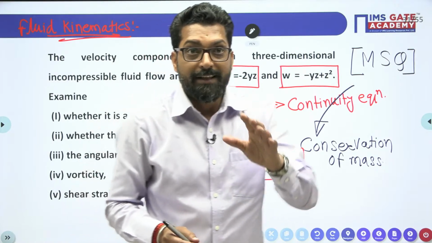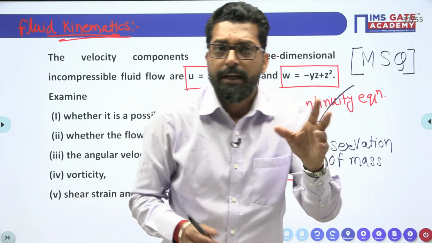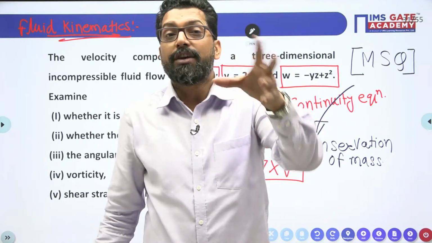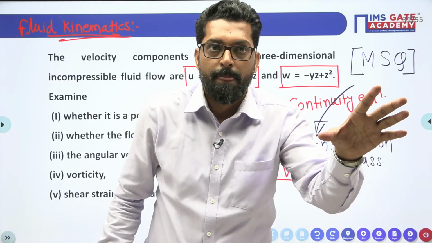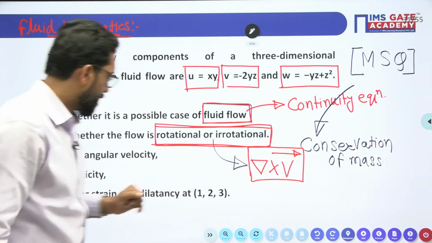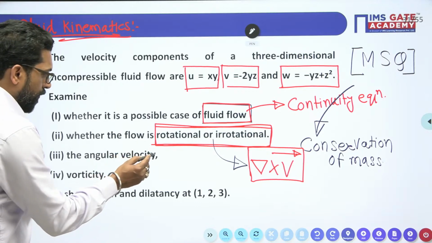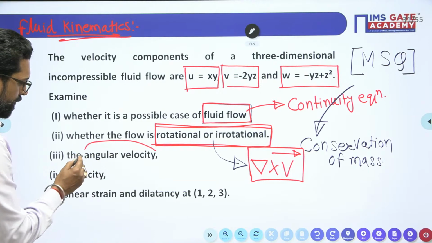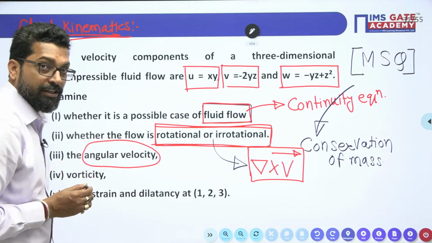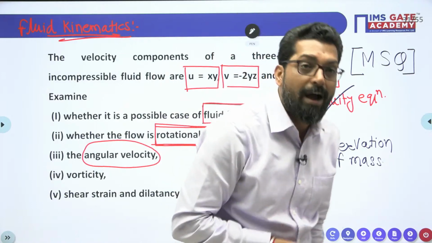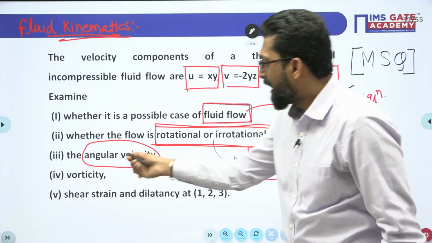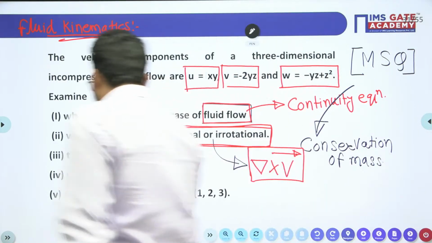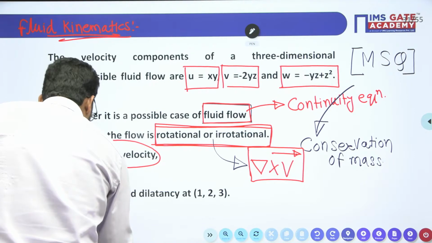See, there is a rotation and there is a deformation. In the case of deformation, angular strain is there. In the case of rotation, there is a rigid body motion. Okay? Del cross V. Now, the angular velocity. What is the angular velocity? Omega z, omega y, omega x. You have to find angular velocity omega. Right? Now you have to find vorticity.